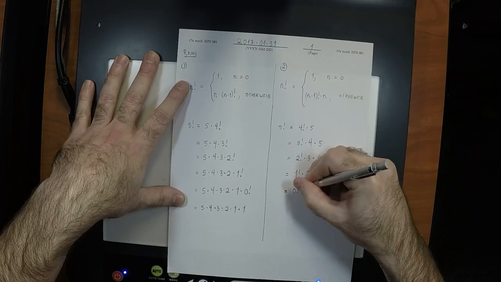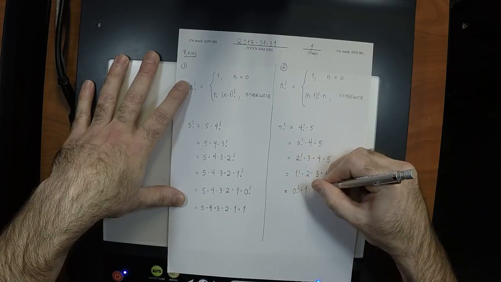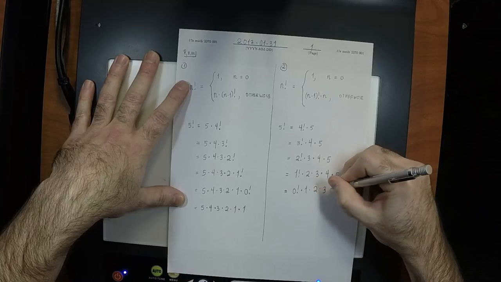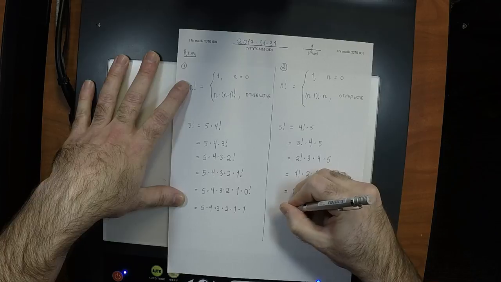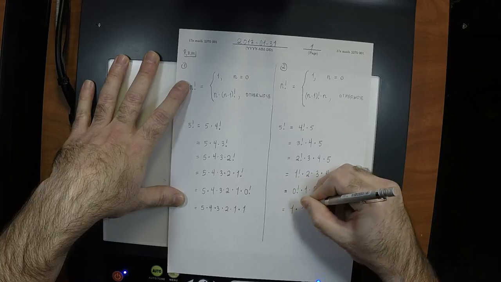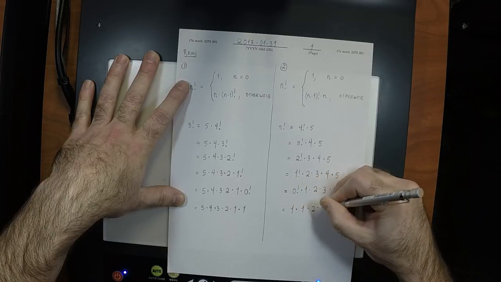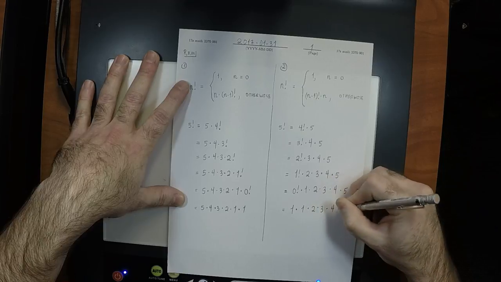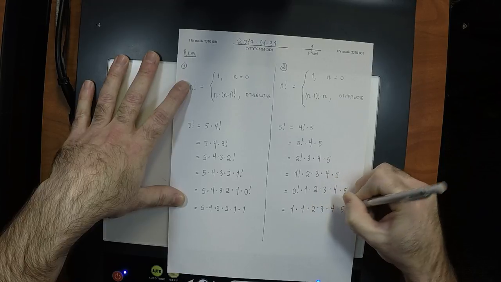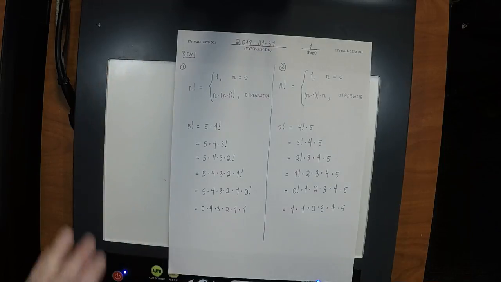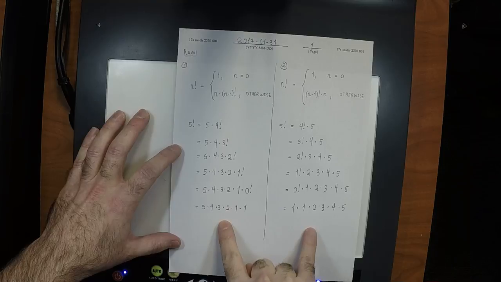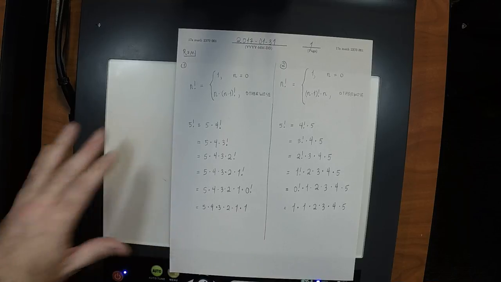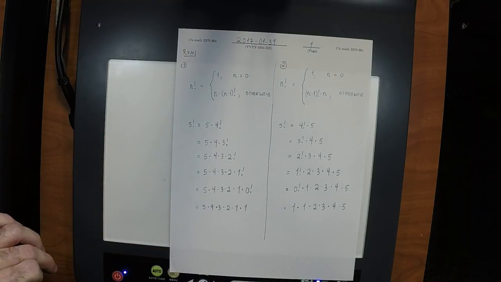Zero factorial multiplied by 1 multiplied by 2 multiplied by 3 multiplied by 4 multiplied by 5. And then 1 multiplied by 1, 2, 3, 4, 5. So now, where end results are concerned only, the results are exactly the same, because of the commutativity of product of the reals.